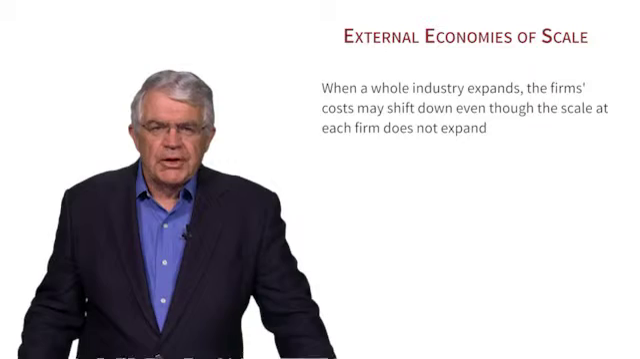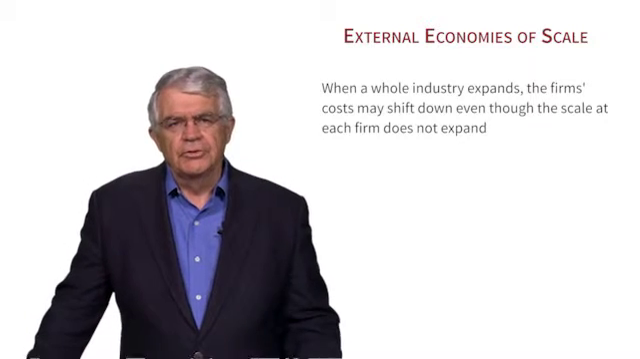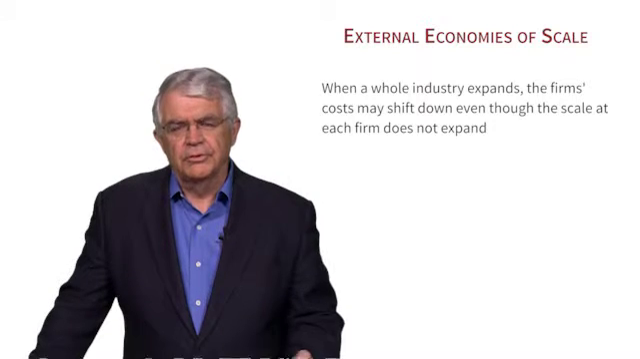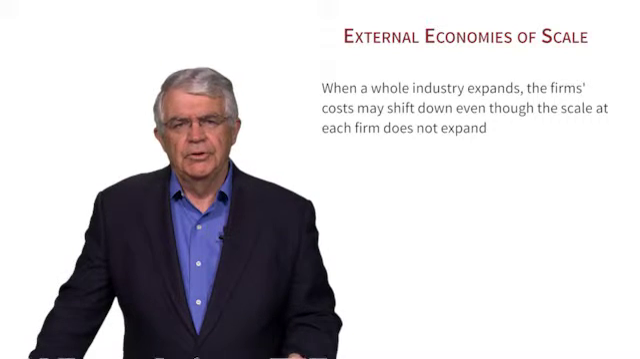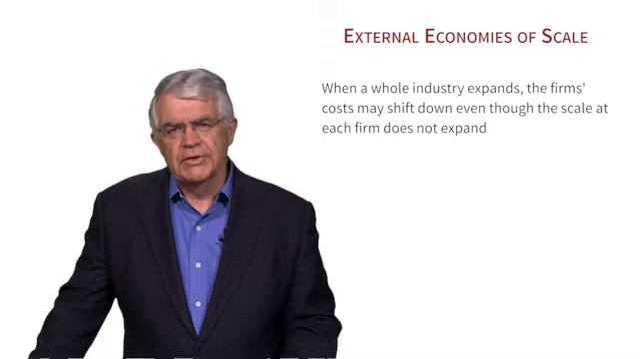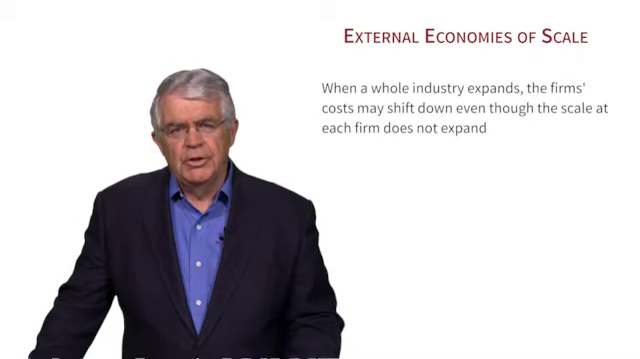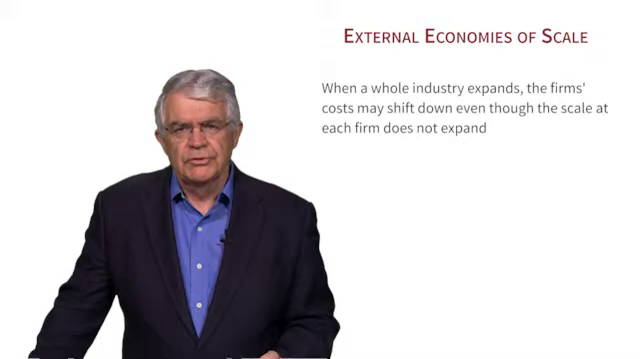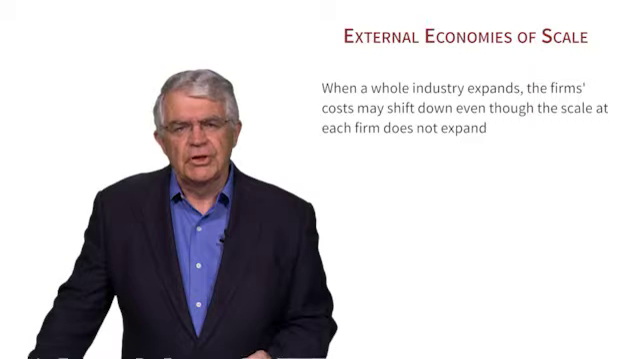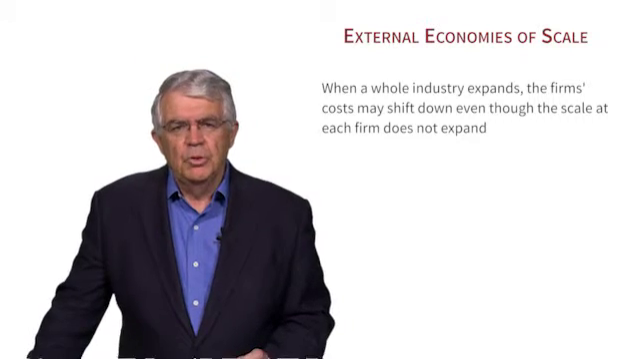Now this concept of what happens over the long term for an industry gives rise to another kind of economies of scale. We described economies of scale for a single firm as it grows in size and average total cost goes down. But when a whole industry expands, the firm's cost may shift down, even though the scale at each firm doesn't necessarily expand. Why might this occur?